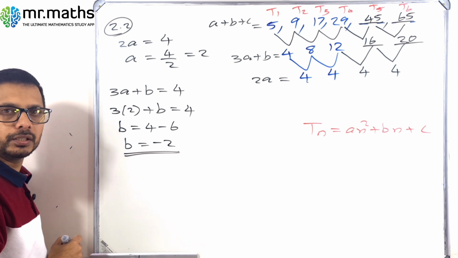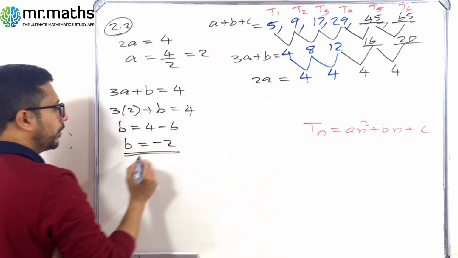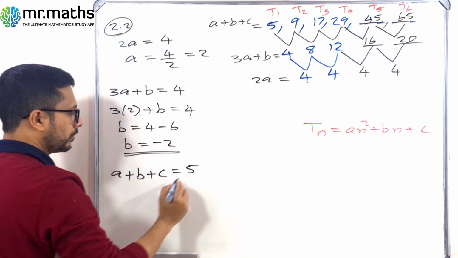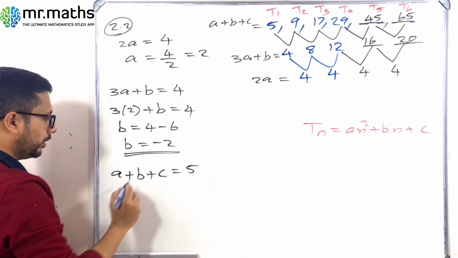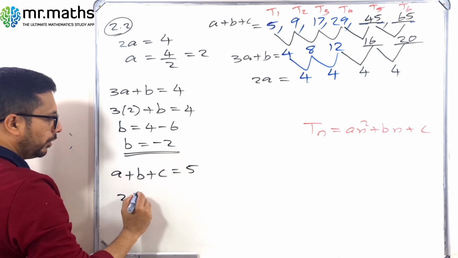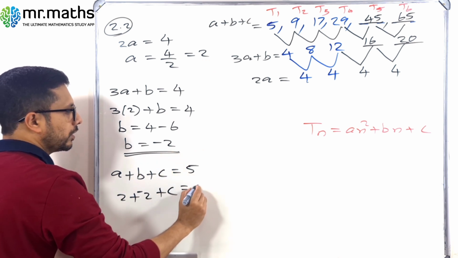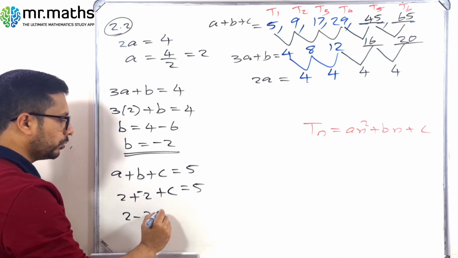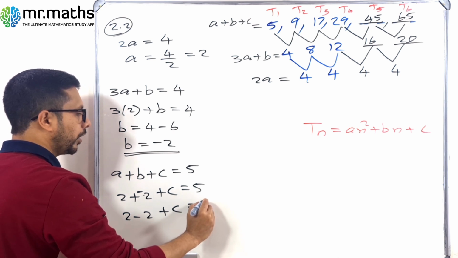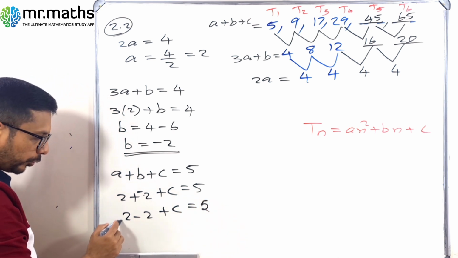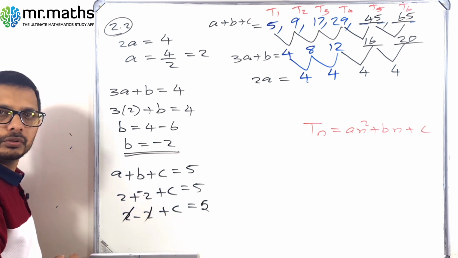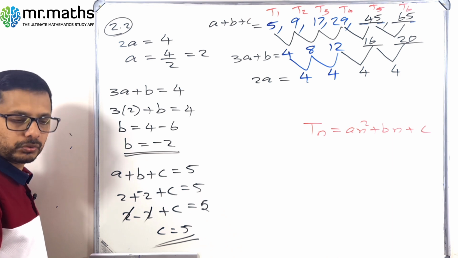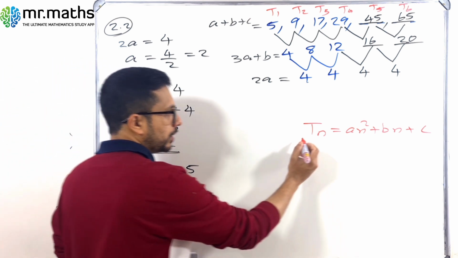Now what do we have to find? c. So we have to take the third equation: a plus b plus c is equal to 5. What is the value of a? It is 2, plus the value of b, minus 2, plus c is equal to 5. Plus times minus is minus. So it is 2 minus 2 plus c is equal to 5. Am I right? Here positive 2 and negative 2 cancel. So c is equal to 5. So we got the value of c also. Now we can substitute in this equation. This is our general equation.